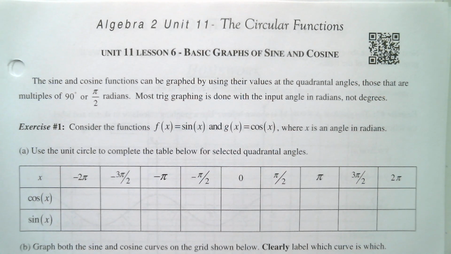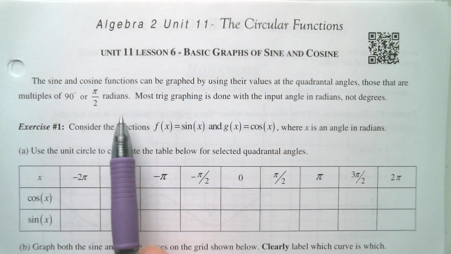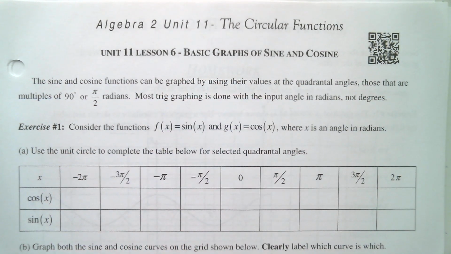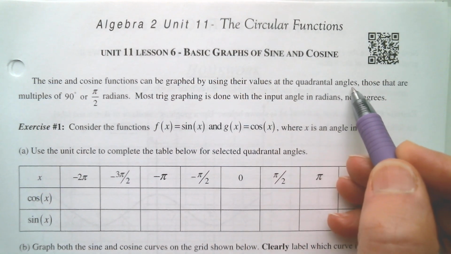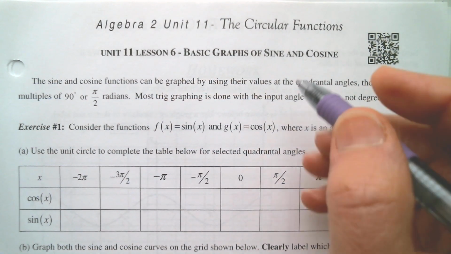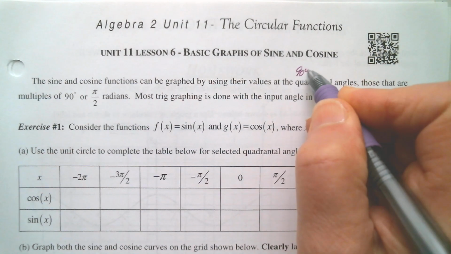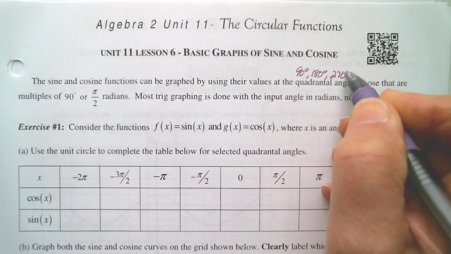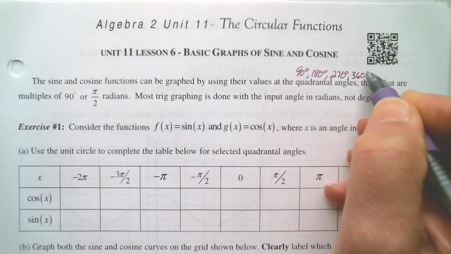So our basic graphs of sine and cosine. Our sine and cosine functions can be graphed by using their values at the quadrantal angles. Remember, our quadrantal angles are angles of multiples of 90 degrees, like 90 degrees, 180, 270, 360, and so on.